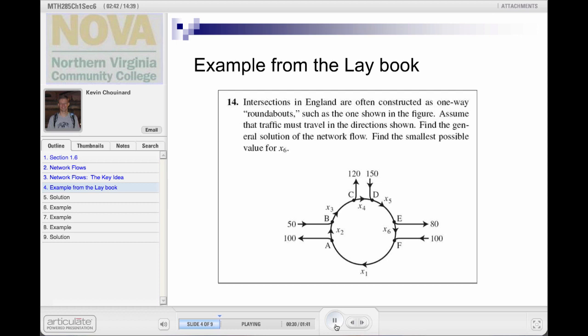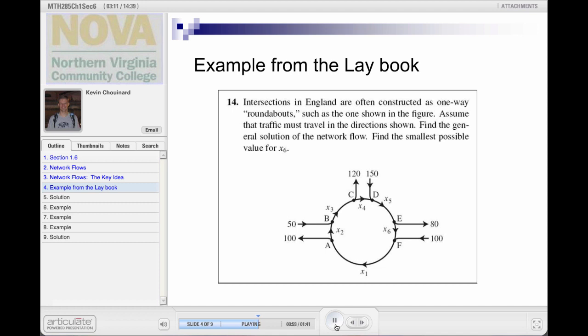So we have a one-way roundabout, and traffic in the circle is going around clockwise. In addition to the traffic going clockwise in the circle, for the junctions coming in and out of the circle, assume that traffic is flowing in the direction shown by the arrows. Find the general solution of the network flow. In addition, find the smallest possible value for x sub 6.